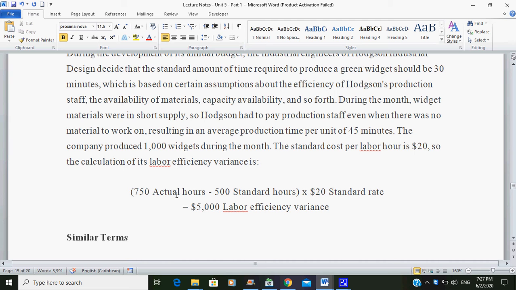And that would be equal to 0.75. Then multiply this now by 1000, the 1000 widgets, and that will give you 750 hours. Alright? Then now for the standard hours, divide 30 mins by 60 mins, and that will be equal to 0.50. Then times this now by 1000, and you get 500 standard hours. Alright?